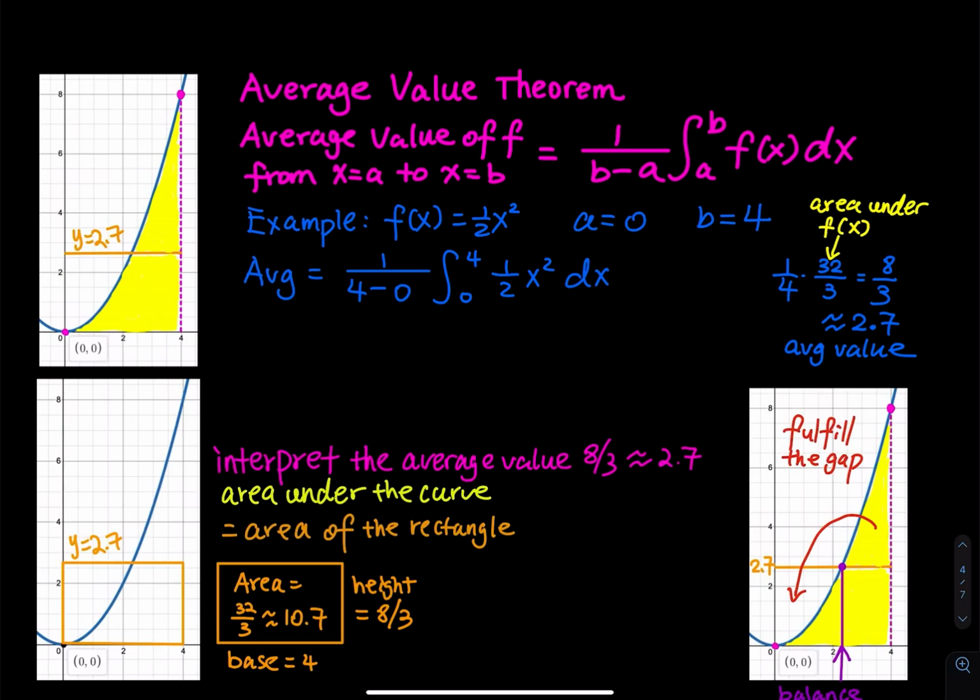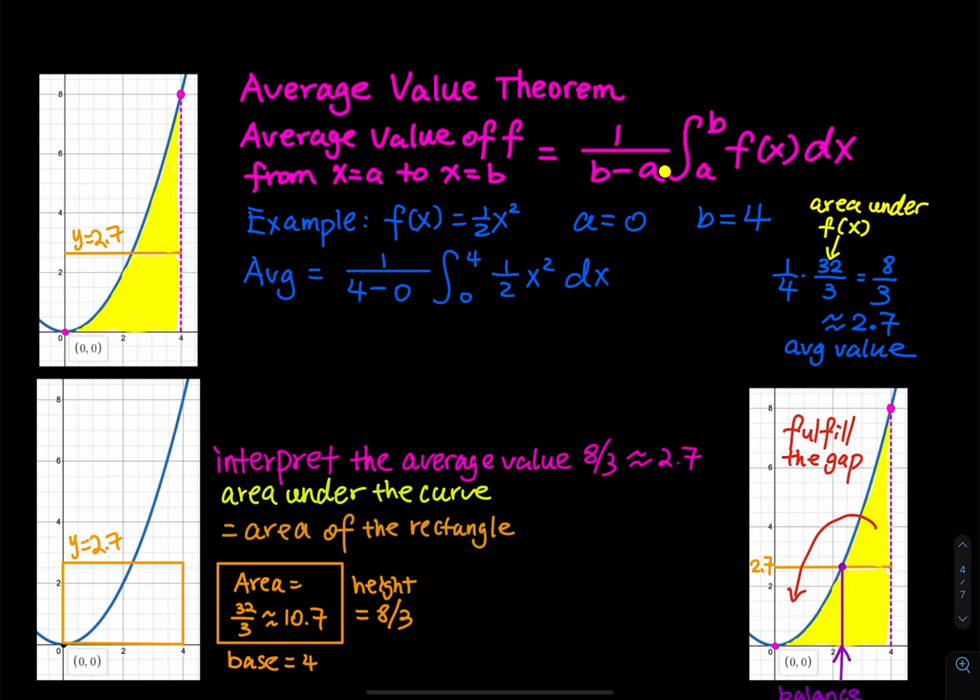Average value theorem. The average value of a function from x equals a to x equals b is equal to 1 over b minus a times the definite integral from a to b of f of x dx. So it's pretty simple. You are taking the integral of the function f of x from a to b, and then you have to add one piece in front of that, that is 1 divided by b minus a.